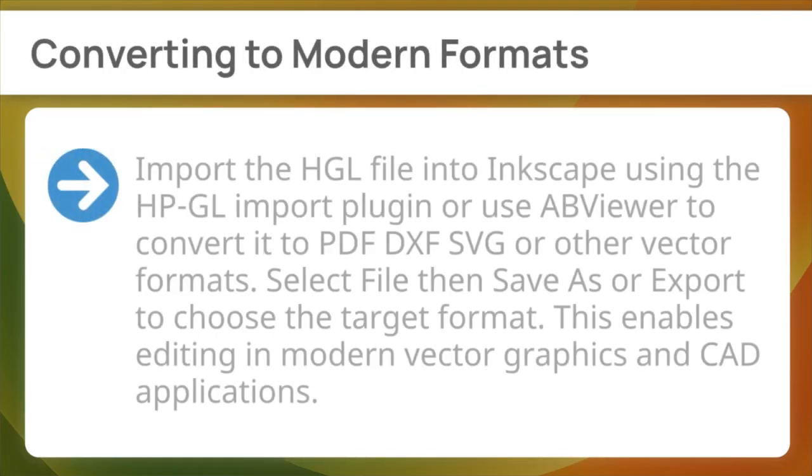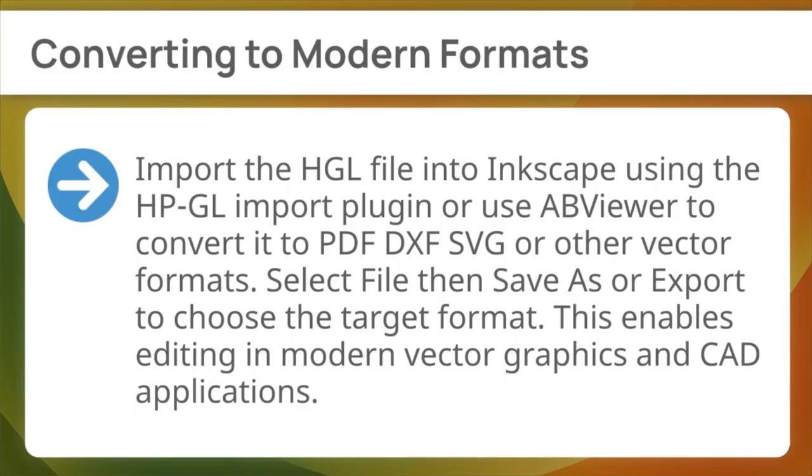Next, converting to modern formats. Import the HGL file into Inkscape using the HP-GL import plugin, or use AB Viewer to convert it to PDF, DXF, SVG, or other vector formats. Select File, then Save As or Export to choose the target format. This enables editing in modern vector graphics and CAD applications.